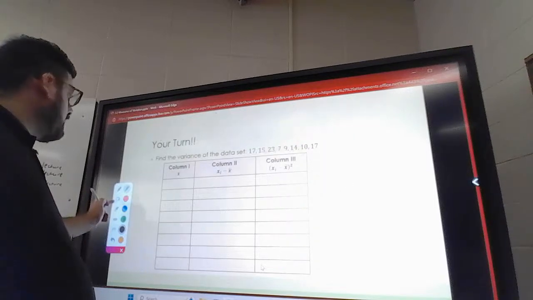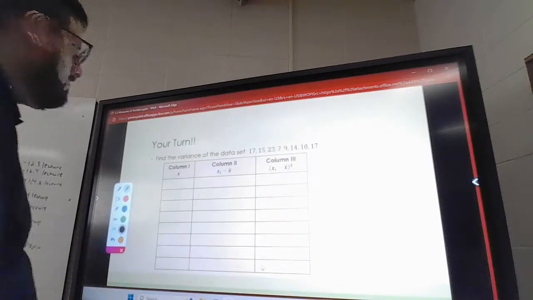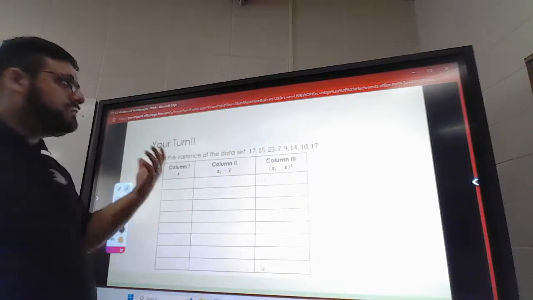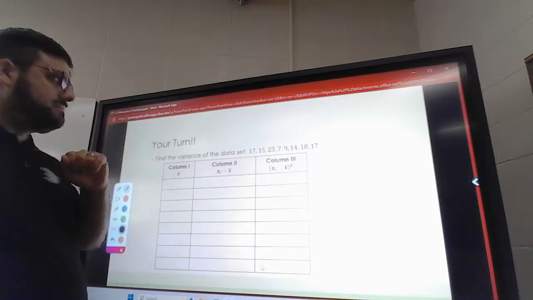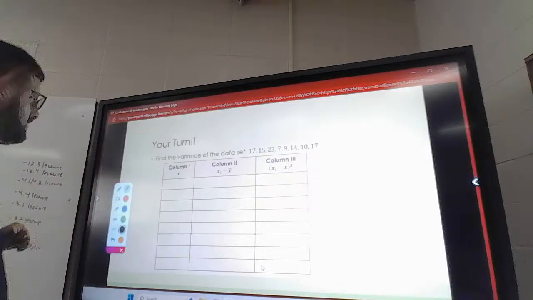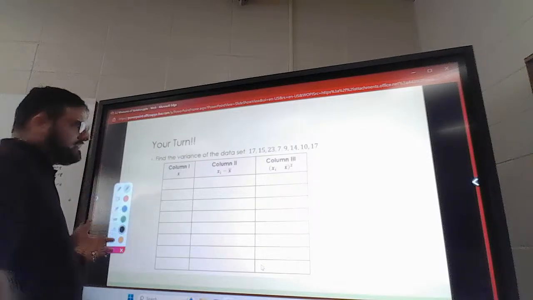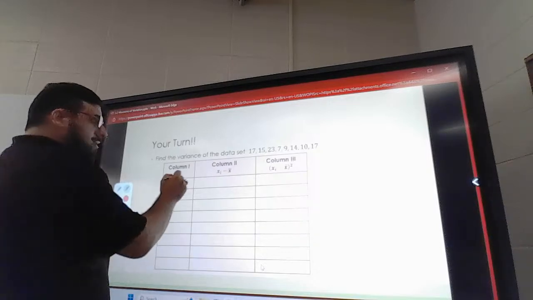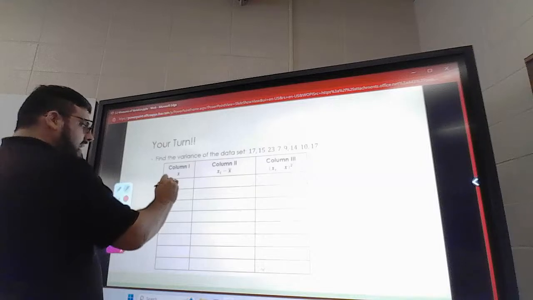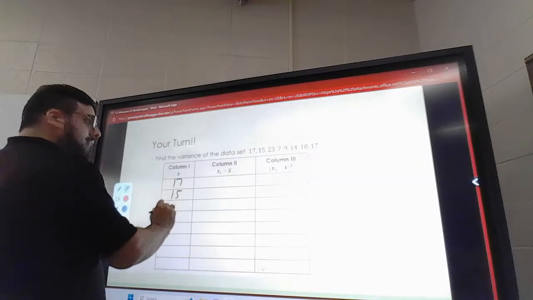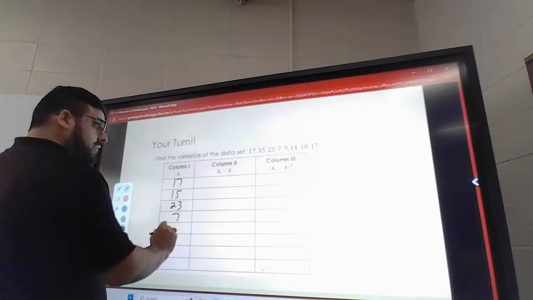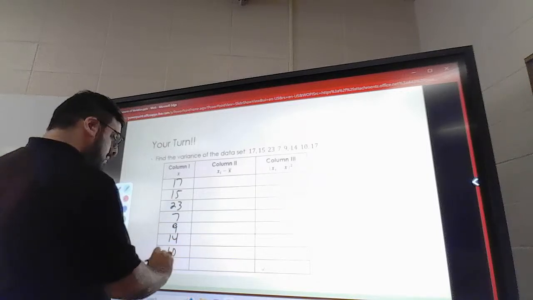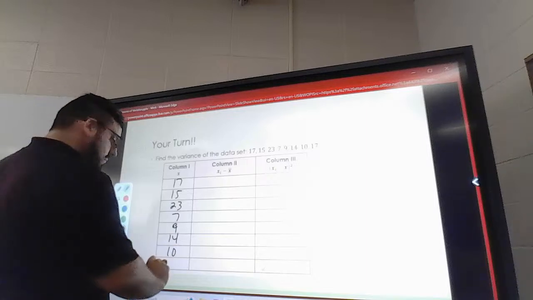All right. Let's try another one. Now, to be fair, you don't necessarily have to put these in order if you're doing variance and standard deviation. Okay, you can, but you don't have to. It's not like median or mode where it really helps to put them in order. So we're going to go ahead and list our data in this here: 17, 15, 23, 7, 9, 14, 10, and 17.